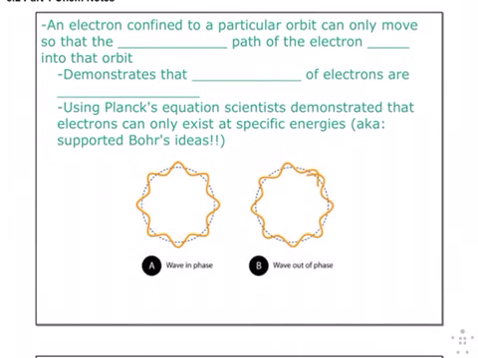All right, an electron confined to a particular orbit can only move so that the wave-like path of the electron fits into that orbit. What that means is we have to have the crest and trough going, and it has to move so that it fits in the orbit. This is called in phase. If the electron is out of phase, you will see that the start and end point of the path of the electron will not be the same.